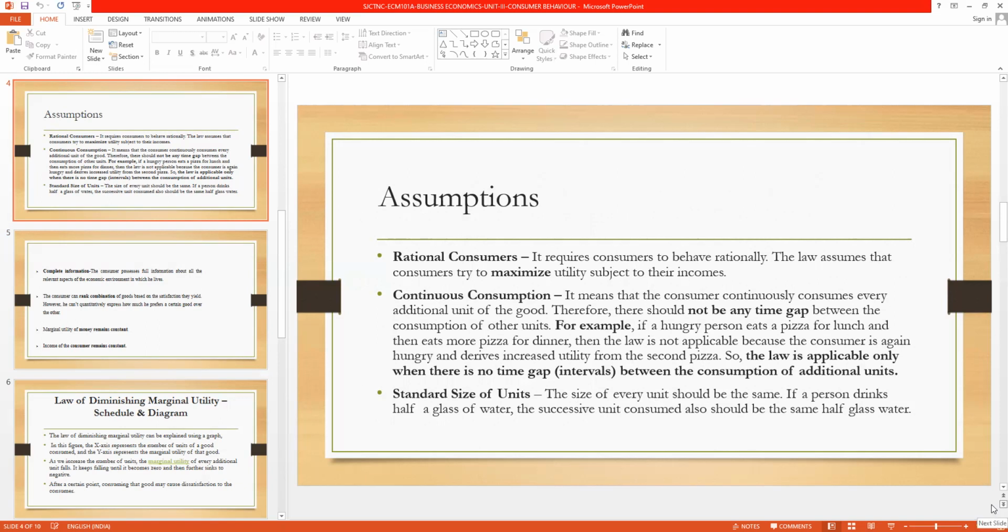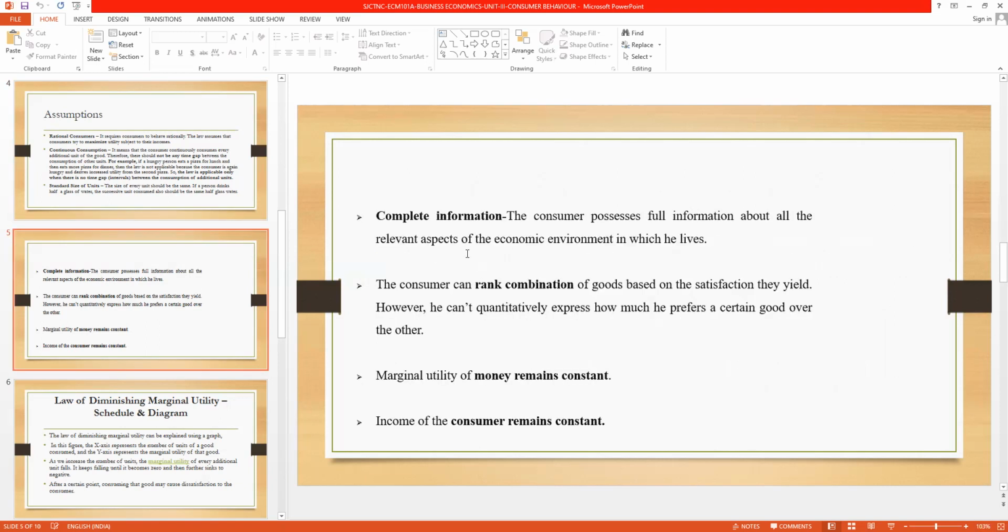The next assumption is complete information. The consumer will possess full information about the commodity he is going to consume, the economic environment, the conditions, all the information regarding his consumption. Then the next assumption: the consumer can rank combinations of goods based on the satisfaction they yield. That is, he can rank which is giving him maximum satisfaction.